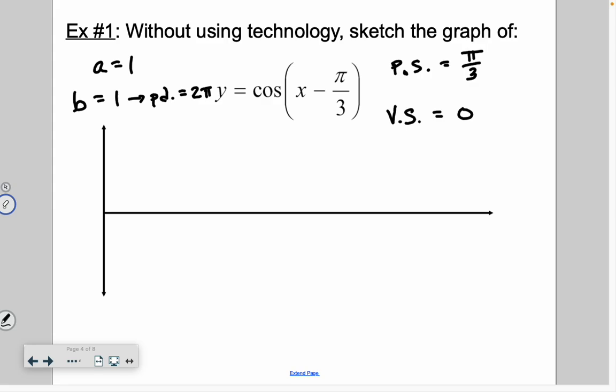Now let's start to put it together. Okay, let's start taking a look. So if there is no vertical shift, we know the midline is still the x-axis. If the amplitude is 1, that means I know the maximums and minimums are going to be at 1 and -1. We can put those in there, because that's always from your midline. You're going up and down the same amount. Phase shift, we said horizontal shift is pi over 3. So let's put that in. We're going to put pi over 3 here. That's like yesterday. That's like our starting point.